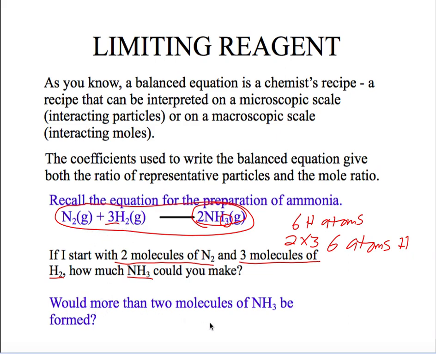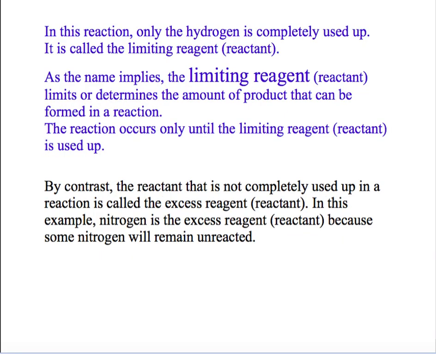Would more than 2 molecules of NH3 be formed? No. I don't have enough hydrogen to do so. I have excess nitrogen, but not excess hydrogen. I've run out. So in this one, only the hydrogen is completely used up. That's called our limiting reactant. Like the name implies, this limits or determines the amount of product that can be formed.